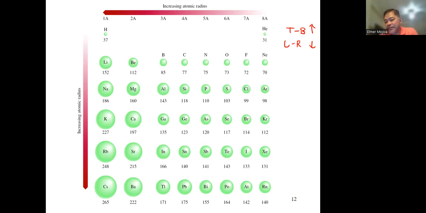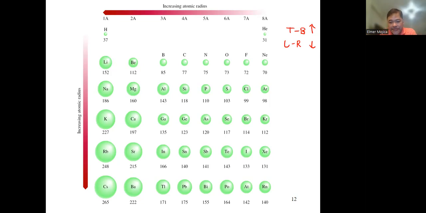Another thing, why does it decrease from left to right? What happens from left to right? You have the positive charge, you have a negative charge. You have a positive charge, you have a negative charge. So the more positive charge, the more negative charge. Negative attracts. So the greater the attraction, the smaller the size. Does that make sense?